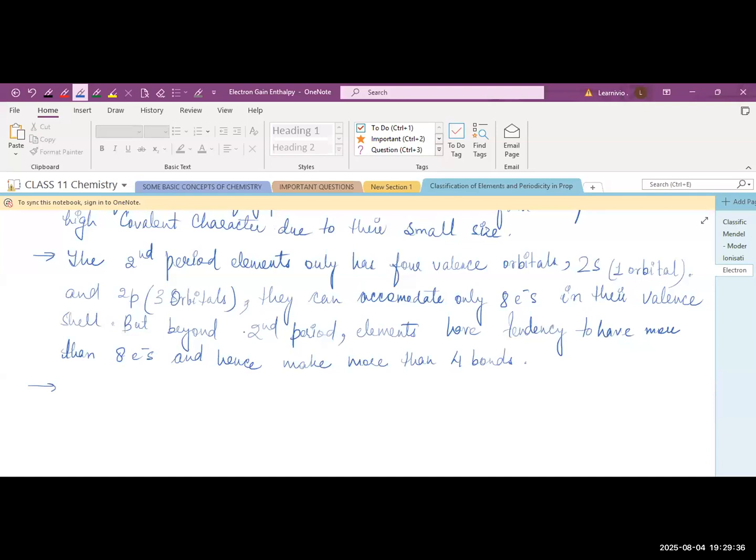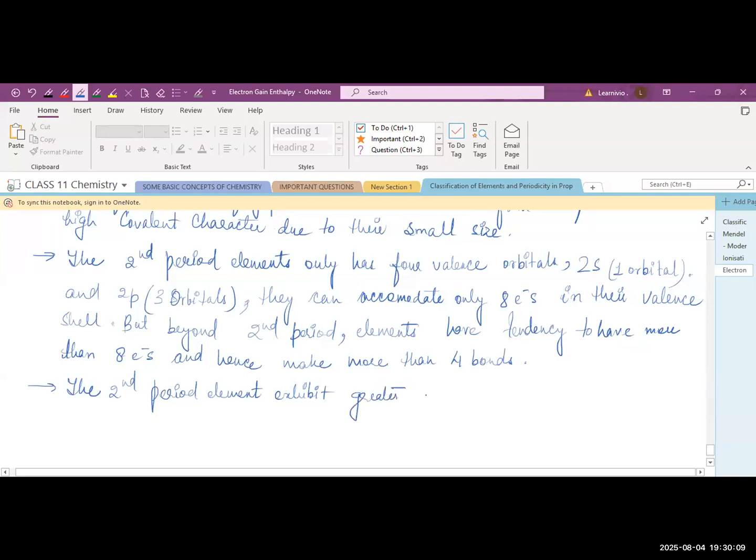Pi bonds they can form, meaning double bond, triple bond. So basically they can form multiple types of bonds. Due to their small size, the first member of the second period elements exhibit a greater tendency to form pi bonds, right? So this is again an exception, an anomalous behavior.